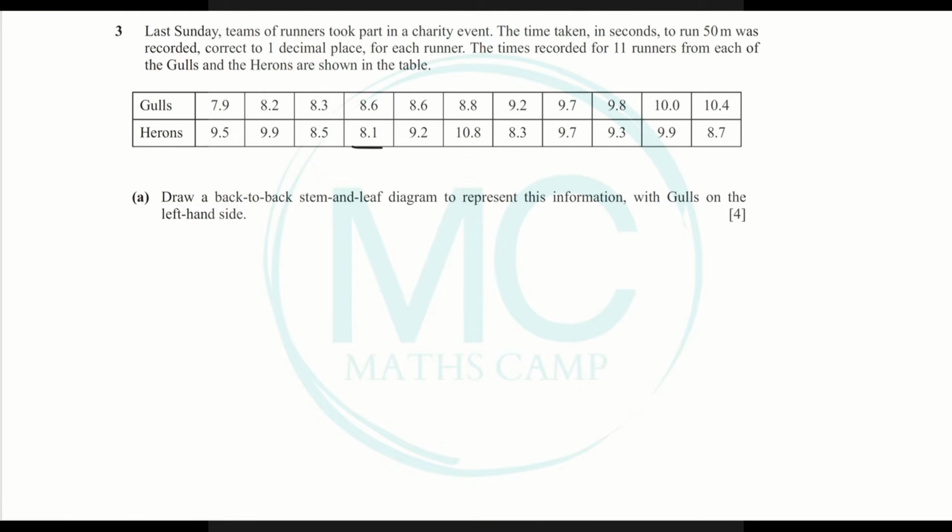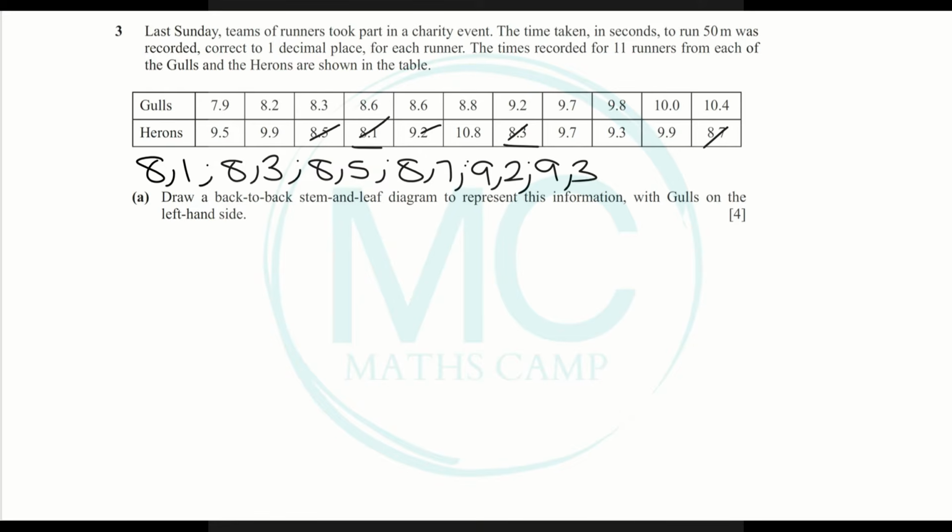The lowest one is 8.1. We can say 8.1. Then we have 8.3 and 8.5. Take out those two. Then we have an 8.7. Take out that one. And now we can look at our values for 9. We have 9.2, 9.3. Let's take out these two.